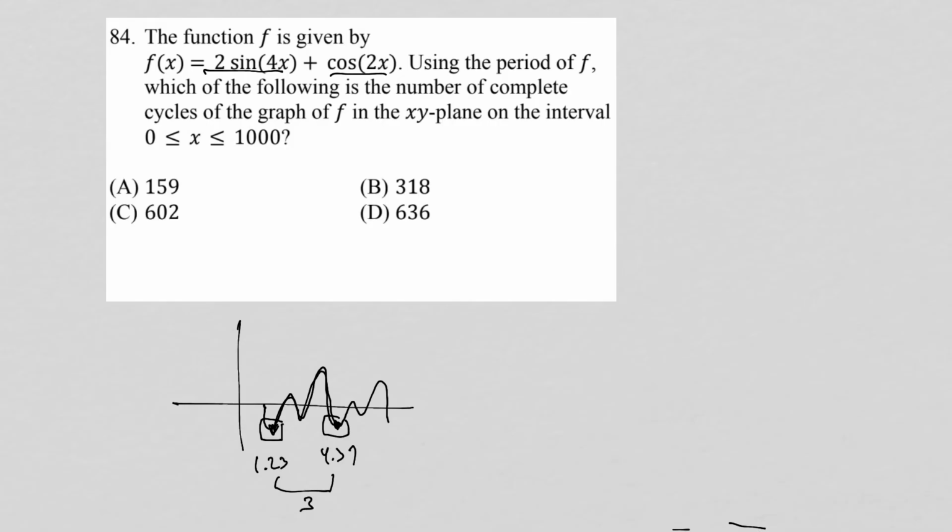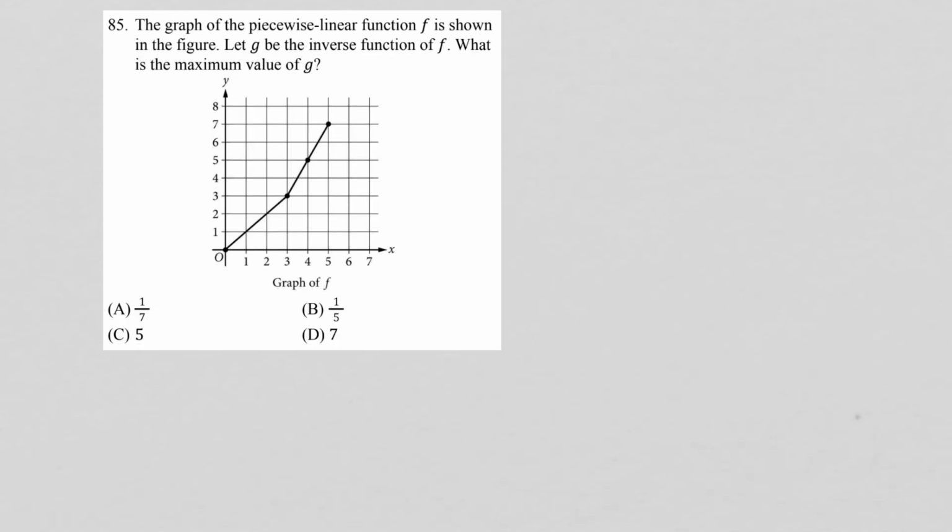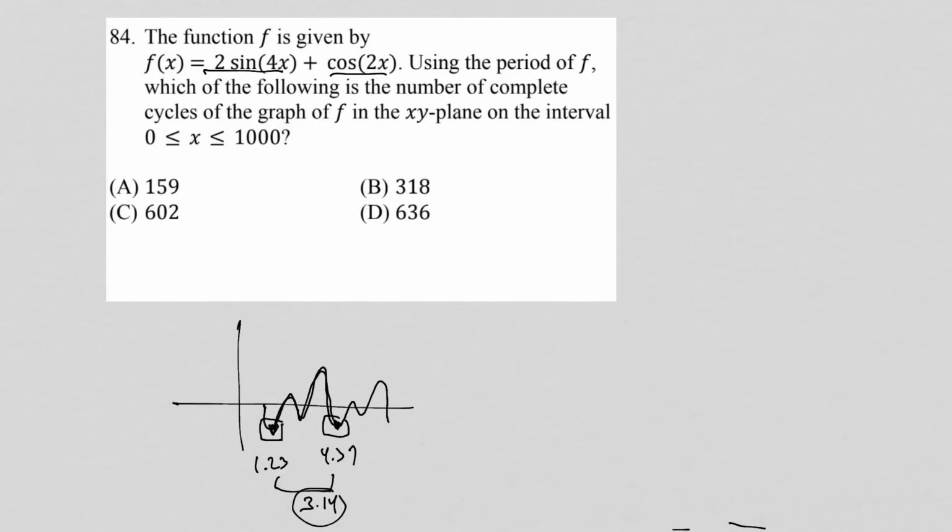In other words, each thing was about 3. I'm not sure what it exactly is. Maybe it's pi. Yeah, it's pi, after all. Maybe there's some way that we should have known that, but I didn't know that. So then they want to know how many complete cycles. How many complete cycles are there? So I would just do 1,000 divided by pi, which I assume is going to be about 318 based on those choices.